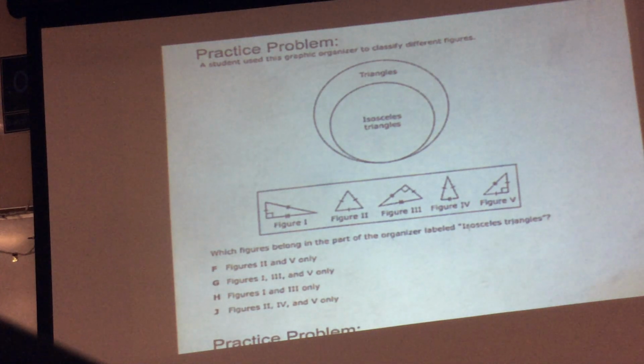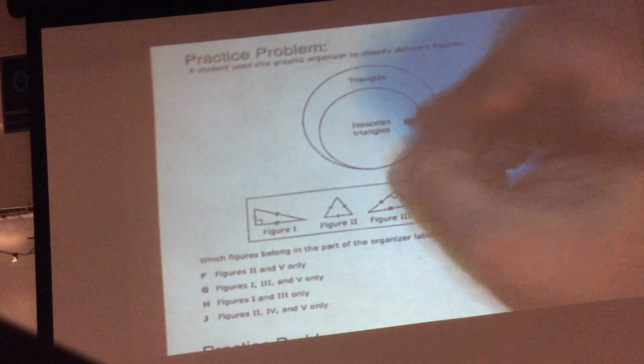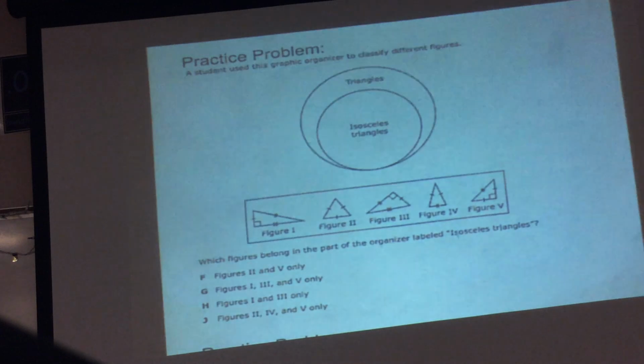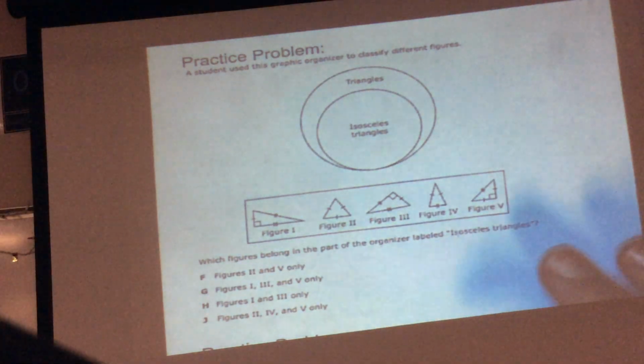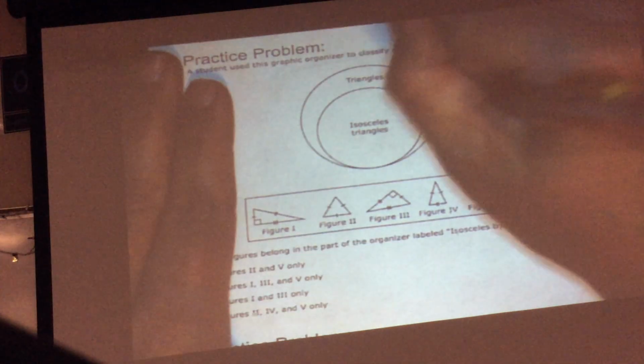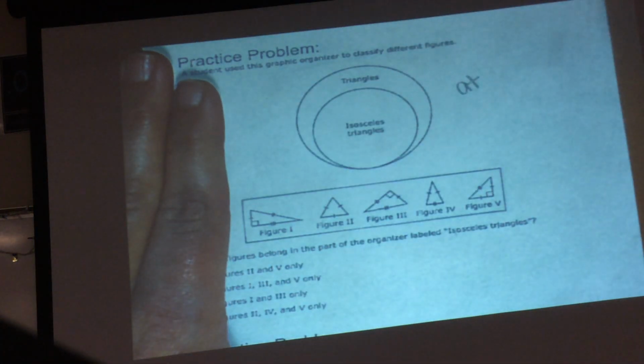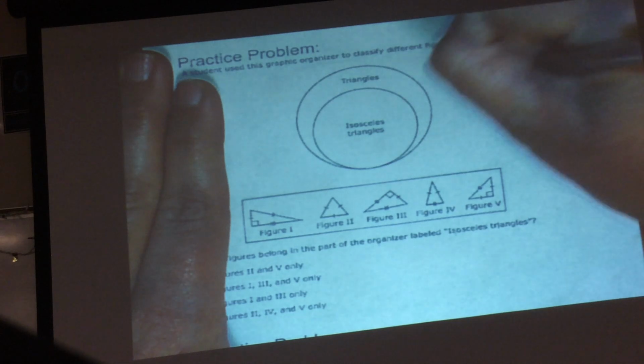A student used this graphic organizer to classify different figures. Which figures belong in the part of the organizer labeled isosceles triangle? So we want in here. So the first thing, what do we know about an isosceles triangle? There are 2 equal sides. Okay, 2 equal sides or at least 2 equal sides. So figure 4.